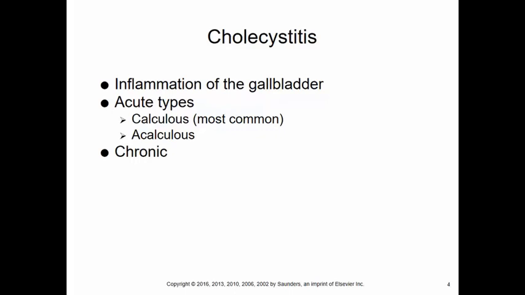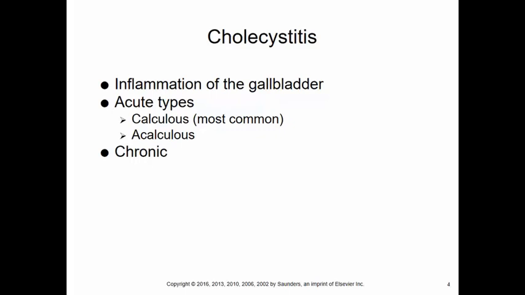and some of the complications that we see of cholecystitis are going to be pancreatitis and cholangitis, which is the bile duct inflammation. These can occur because of backup of bile through the biliary tract, and that's also going to lead to jaundice. So jaundice occurs because bile isn't going in the right place.